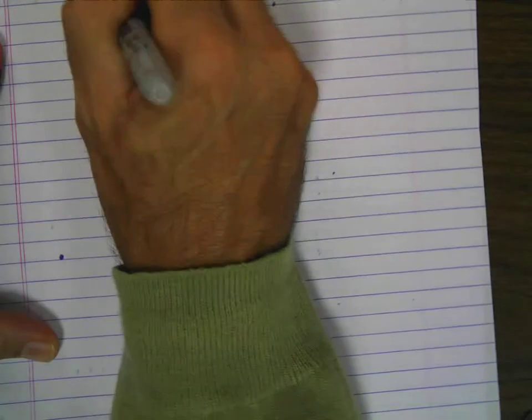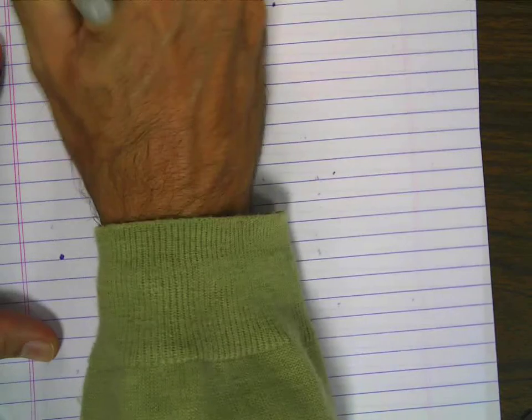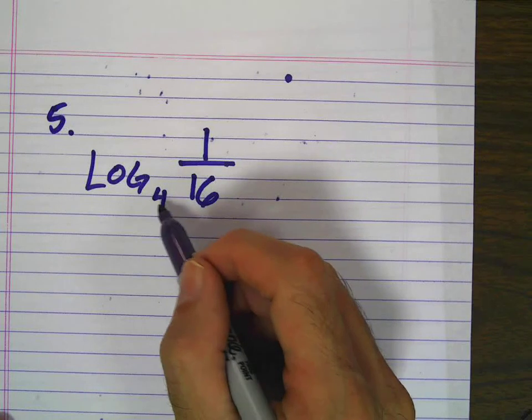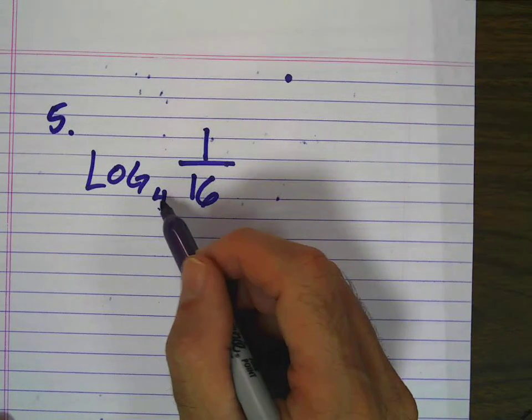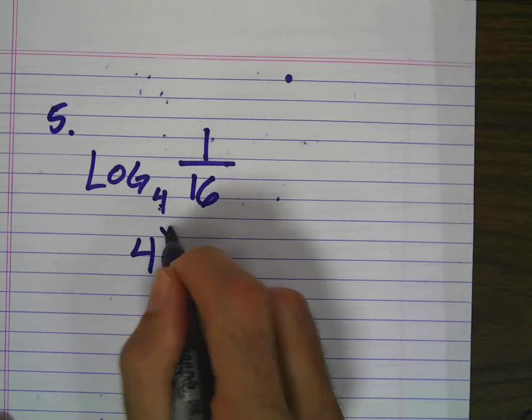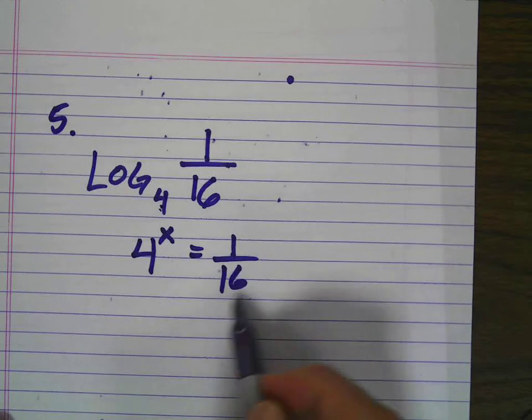All right, number 5 says evaluate log base 4 of 1 over 16. So what this means is we want what exponent will convert 4 into 1 over 16. 4 to some power equals 1 over 16.